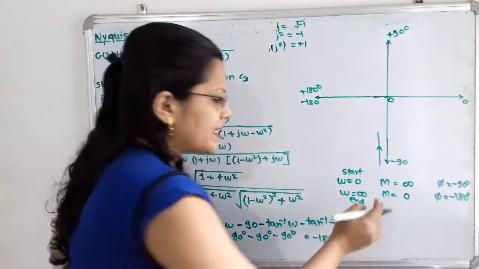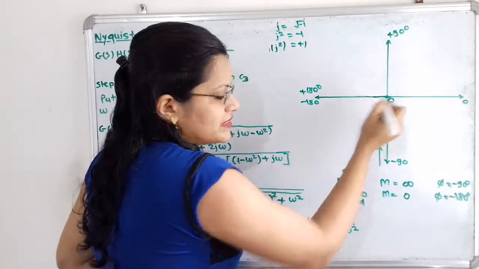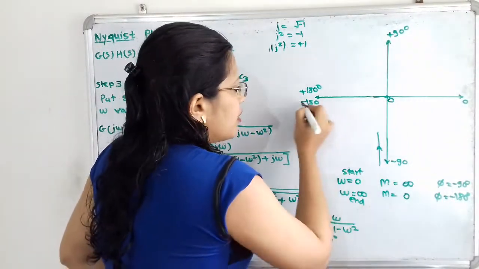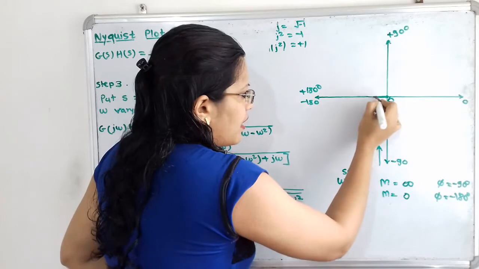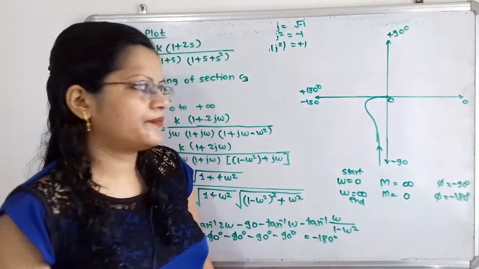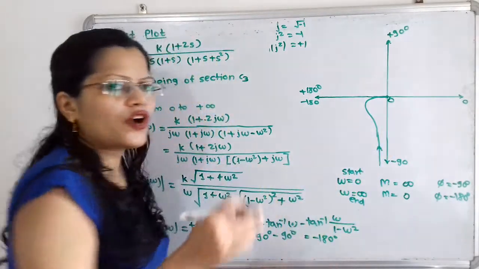Now here the end is at magnitude 0. So here magnitude is 0 at origin and angle is minus 180. So along this minus angle I have to draw the plot. So here this is the polar plot. Now we will move to step 3.